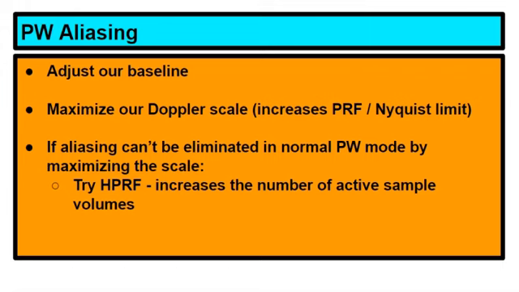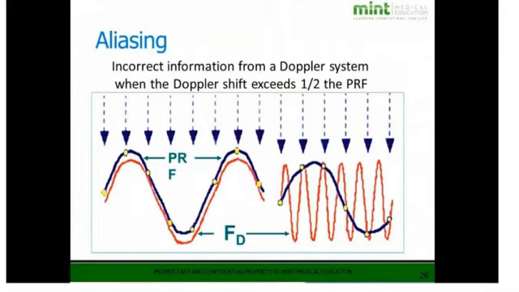If aliasing cannot be eliminated in normal pulse wave mode by maximizing the scale, we can try something called high pulse repetition frequency Doppler, which basically increases the number of active sample volumes. But I want to explain real quick, the way we did in class, the concept of aliasing.